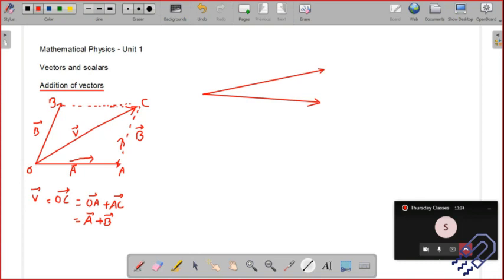Maybe I will make it a bit more complicated. If you just want to find the vector addition, the resultant of vectors, how exactly are you going to do it? Maybe something you can try. Maybe I can just draw it here. This is A bar, this is B bar, this is C bar.